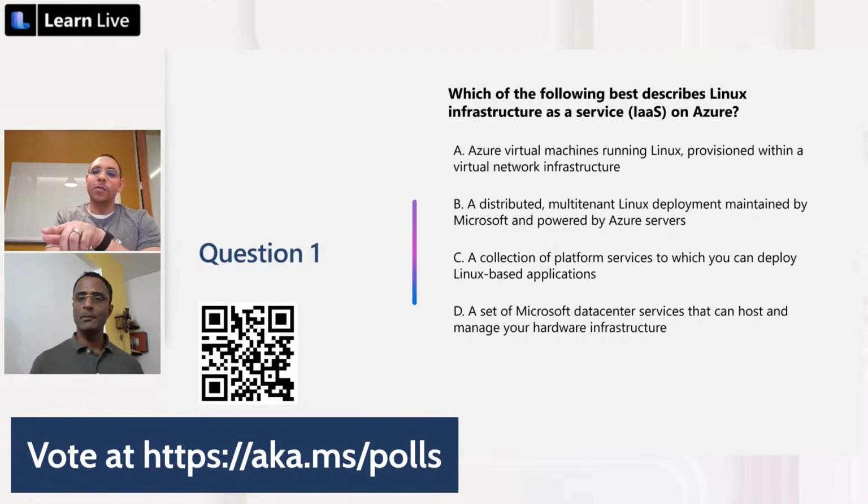Yeah, so for those of you that are watching, you can visit the link there, and you can answer the question yourself before we reveal the answer. And so we'll give you just a second to go ahead and do that in the poll, and then we'll reveal the answer here. And so, Hari Ram, I'm gonna go with A, Azure virtual machines running Linux, provisioned within a virtual network infrastructure.